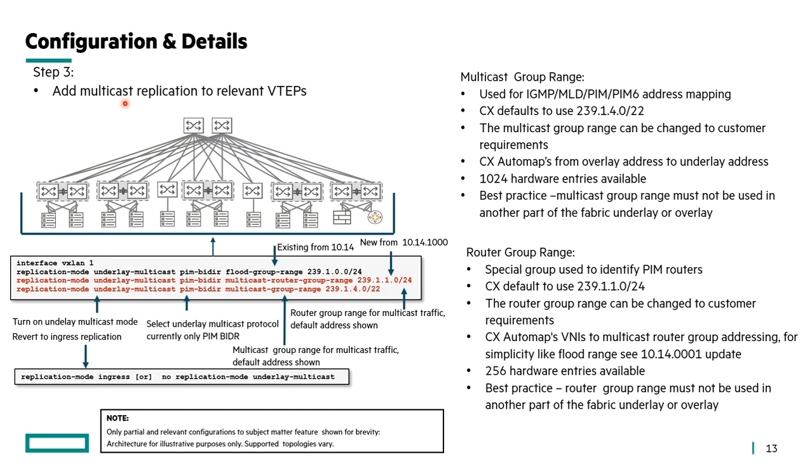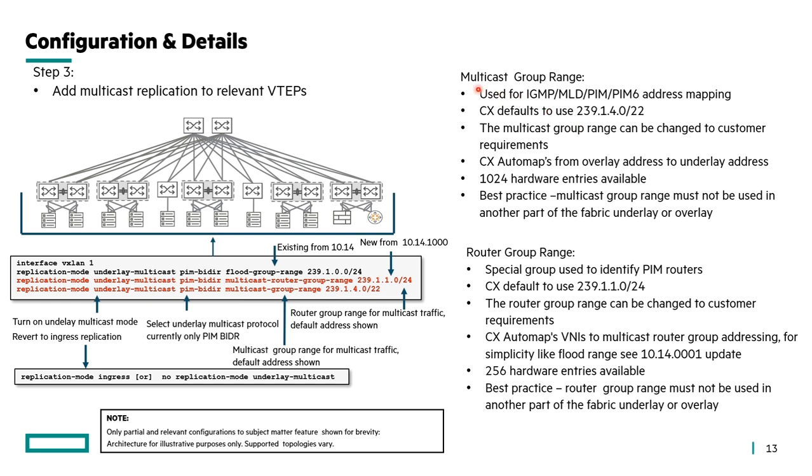Step 3 is to add multicast replication to relevant VTEPs under the VXLAN interface. So the new commands are highlighted in red. We have the replication mode underlay multicast PIM bidirectional multicast router group range, and we also have the replication mode underlay multicast PIM bidirectional multicast group range. In 10.14 we introduced the flood group range, which was for BUM traffic. So let's go over the multicast group range first.